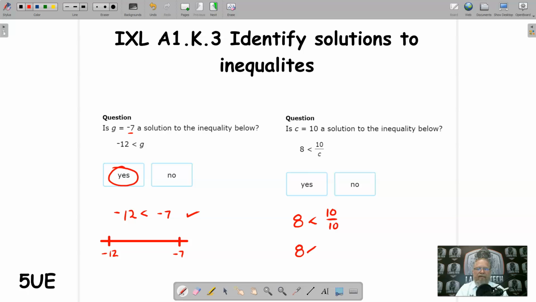Now let's go ahead and simplify that 10 over 10. Well, any number over itself is equal to 1, right? Now, is 8 less than 1? Indeed, it's not. 8 is actually greater than 1. So this is a false statement. Therefore, the answer is no, 10 is not a solution to the inequality 8 is less than 10 over c.